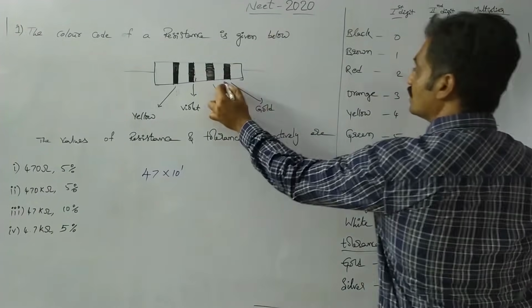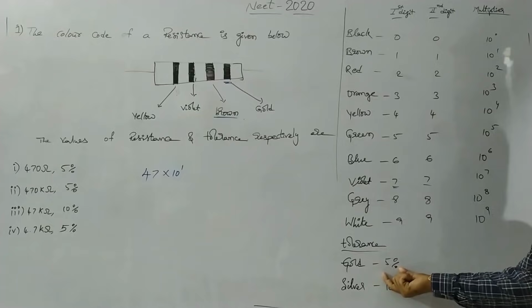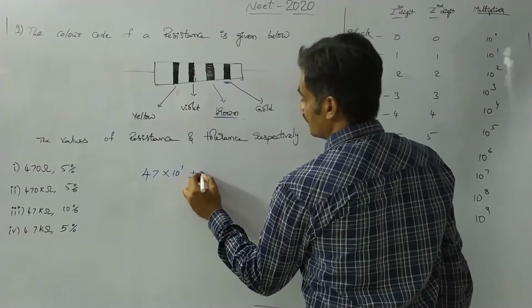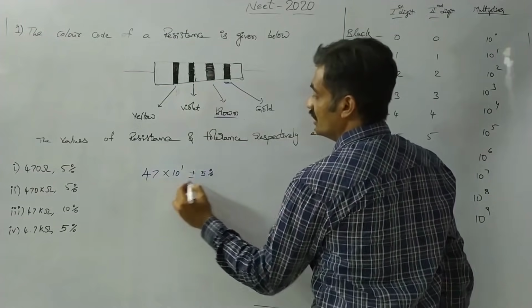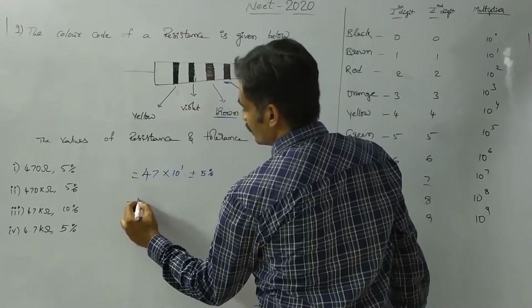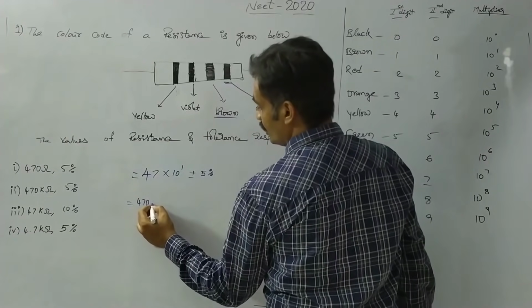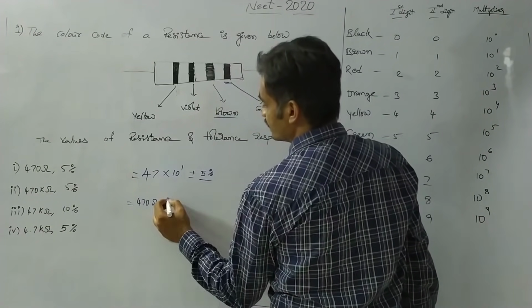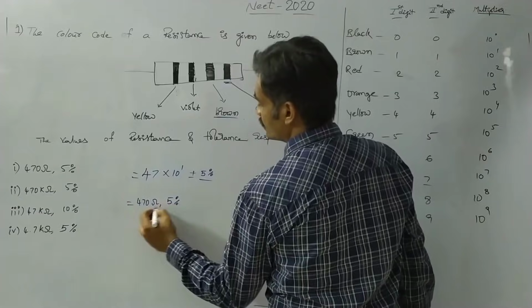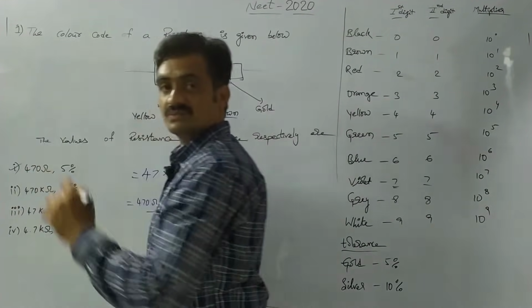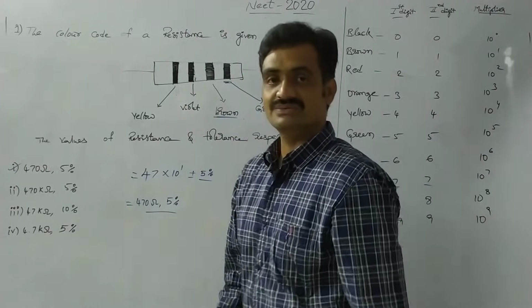The fourth color is gold. Gold has a tolerance of 5%, so we write plus or minus 5%. So we can write this as 47 into 10, nothing but 470 ohms, comma, tolerance is 5%. As you observe, the option will be 1. Take a screenshot, we will continue.